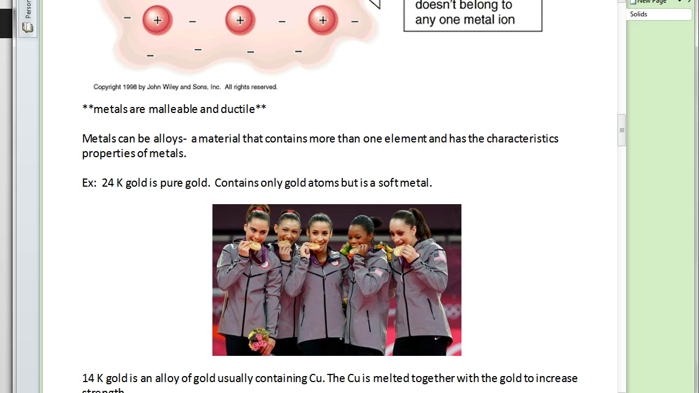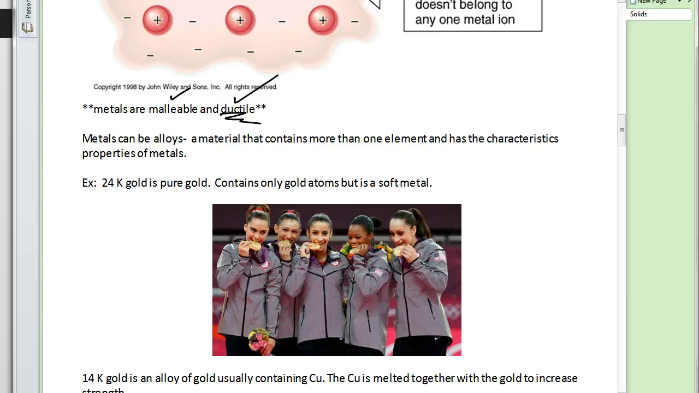Let's talk about why they are biting onto their gold medals. Metals are malleable and ductile, fun word to say. What this means is malleable, they can be hammered into a shape, or they can be pulled out into a wire and still retain a lot of these good, valuable characteristics, things like conducting heat and electricity.